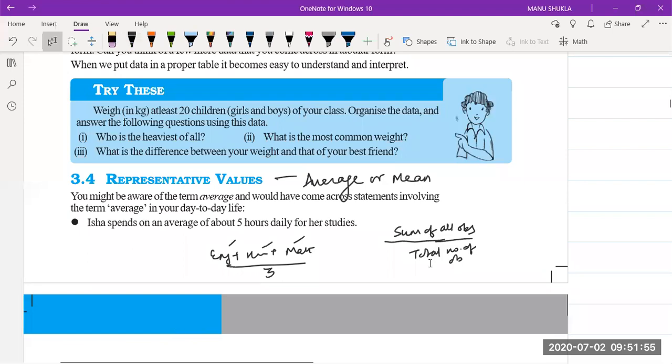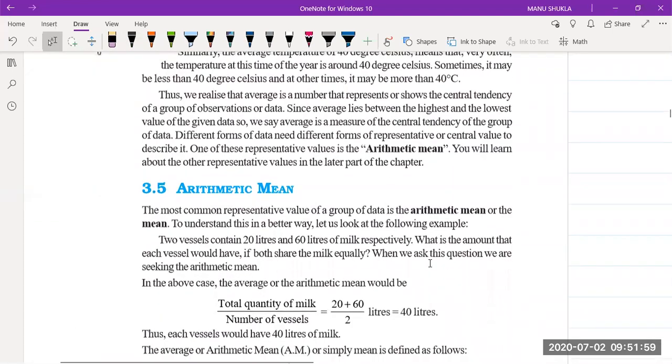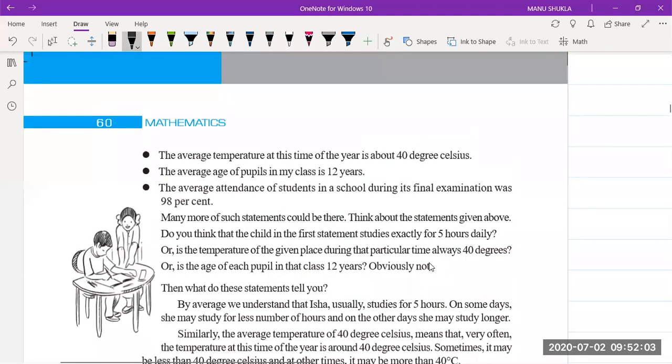Okay, beta, I'm giving 1 second. Okay, let me give you my example. Suppose you have got marks in maths 30, that is out of 40. In English you have got 35. In Hindi you have got 20. In science you have got full 40 marks. Now what is your average marks?